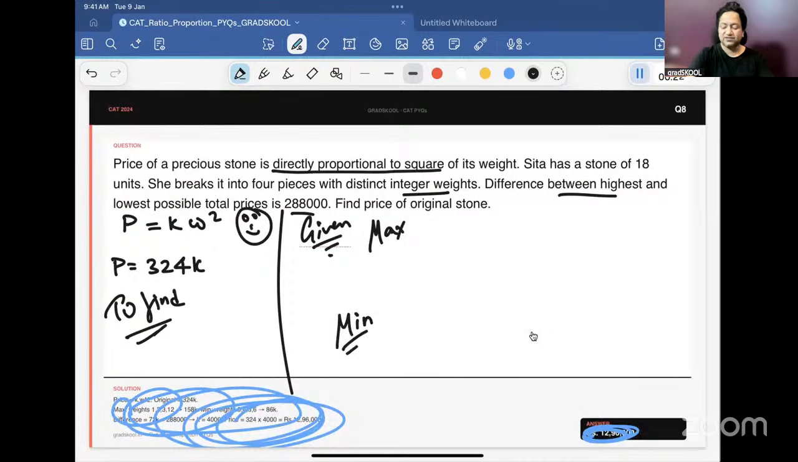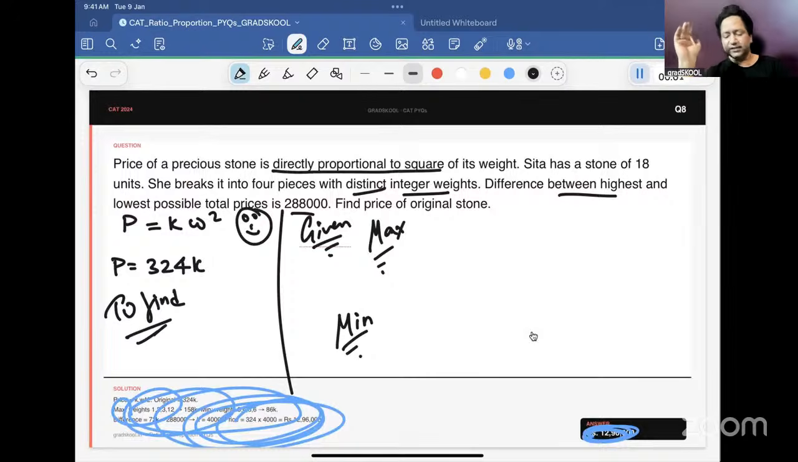So how to get the maximum and minimum? For this, some kind of algebra is required. But let's say we don't know the algebra. What to do now? Moreover, they are distinct. That's also given to us. Now, I'll tell you what.